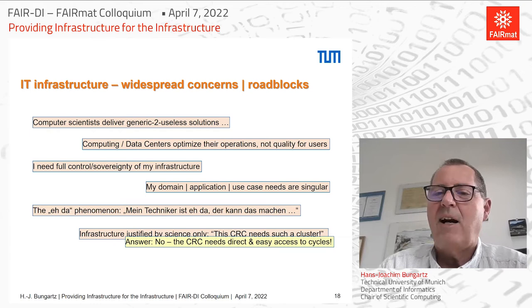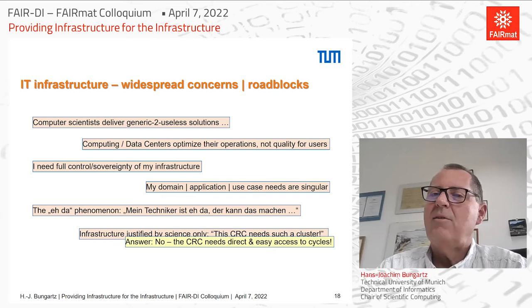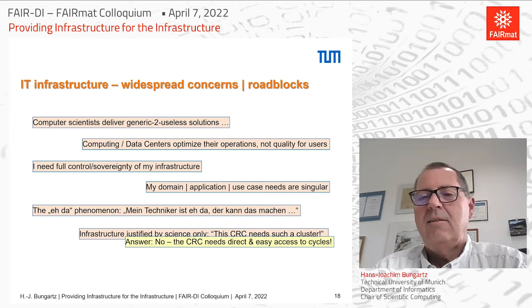So it might be that we give them the money in order to ensure that they have the access, but please don't build up an infrastructure as a project on your own. This is sometimes needed, but in many cases it is not needed.